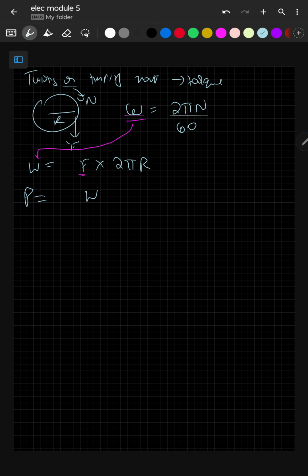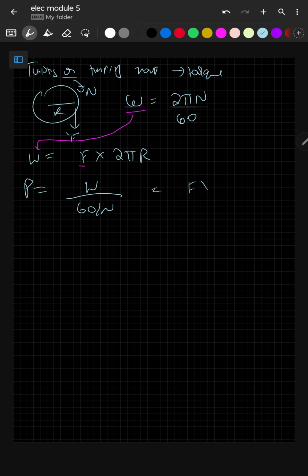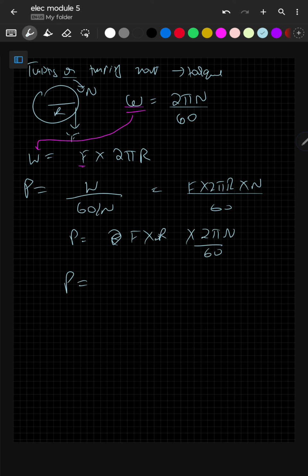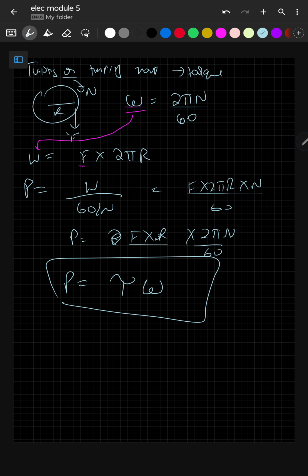So work done is this, by time taken. Time taken is not 60, it is 60 by n. This you have to remember. In the power, 60 by n comes from the time taken by the wheel for one revolution. That will become F into 2 pi r, that is the work done, divided by 60 by n, so into n by 60. So power will become F into r into 2 pi n by 60. So P becomes F into r, which is torque, and 2 pi n by 60, which becomes omega. This is how you got the generalized equation.